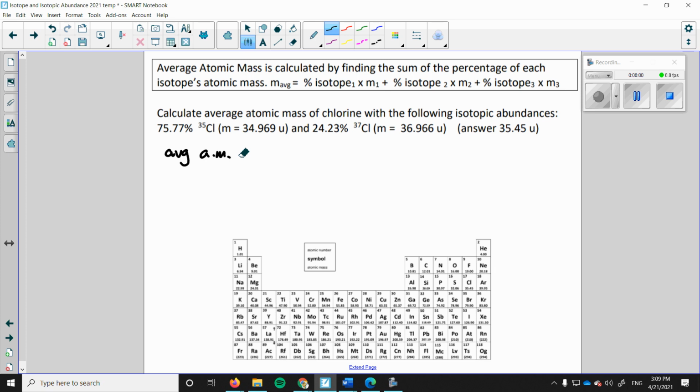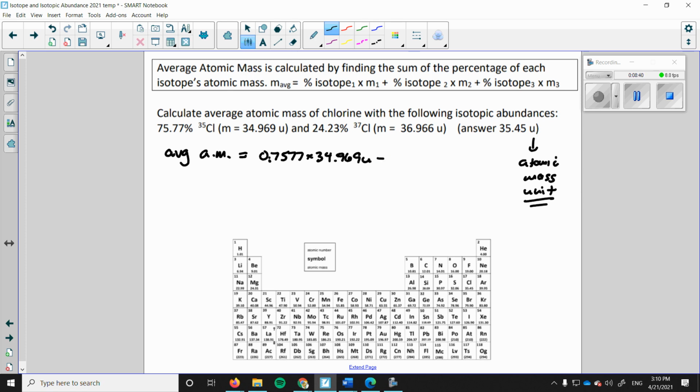For this element here, we're going to have chlorine. And chlorine has two main isotopes. It has chlorine 35 and 37. So chlorine 35 is 75.77% in nature. So let's write that down as a decimal, 0.7577. And the atomic mass is 34.969 U. This is called an atomic mass unit. Now remember, atoms are so tiny, I can't use grams to find their mass. So we use something called the atomic mass unit, AMU, and the actual symbol is just called U.